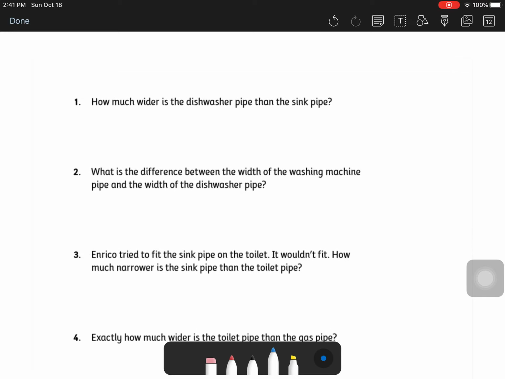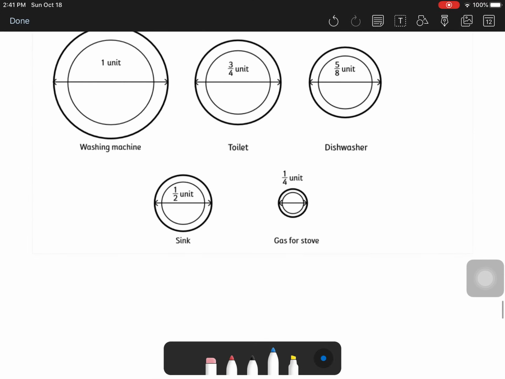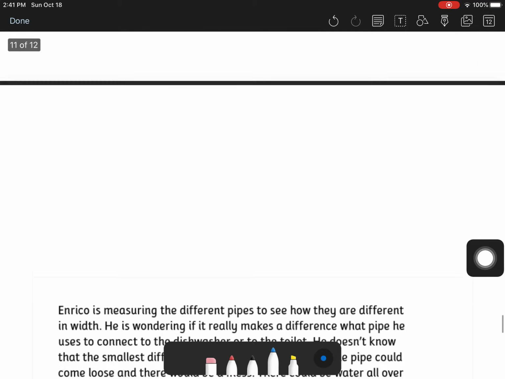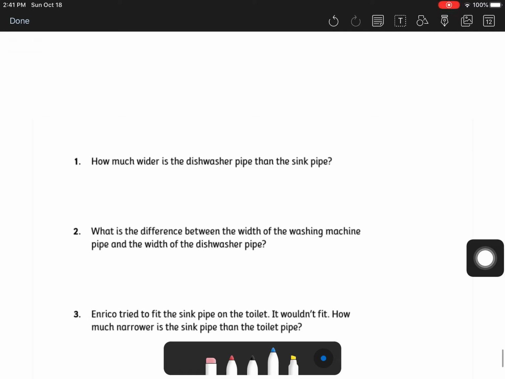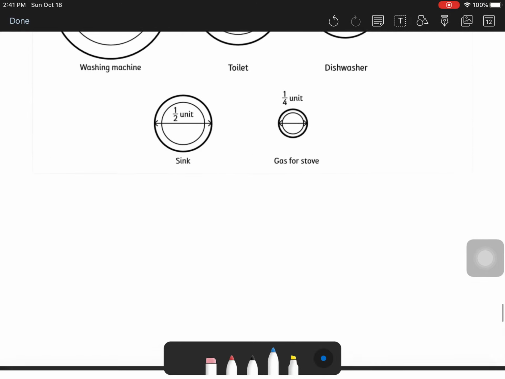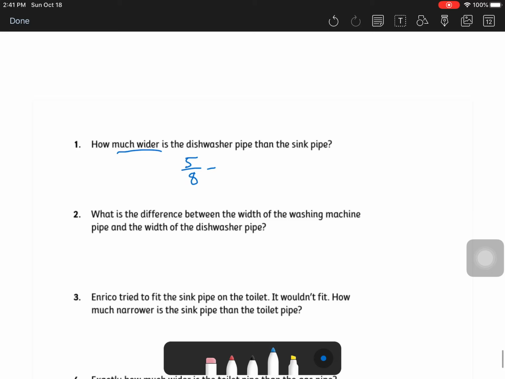Okay, how much wider is the dishwasher pipe than the sink pipe? Okay, dishwasher, let's go and look again. So dishwasher is 5/8, and the sink is 1/2. Many of these are saying how much wider, what's the difference. Those are all subtract problems. So we've got 5/8 for the dishwasher, and 1/2 for the sink. So I have an 8 and a 2. I need to make a common denominator of 8. So then it's going to be 5/8 minus 4/8, and that's going to give me 1/8.